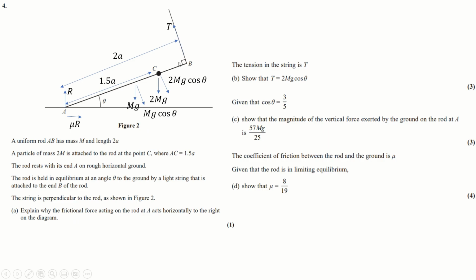Which means this is the only horizontal component we've got, and it's going to the left, which means friction must be going to the right. If it was also going left, the whole thing would just immediately slide across. So therefore, it must be going to the right. Tension of the string is T. Let's just take moments about A.